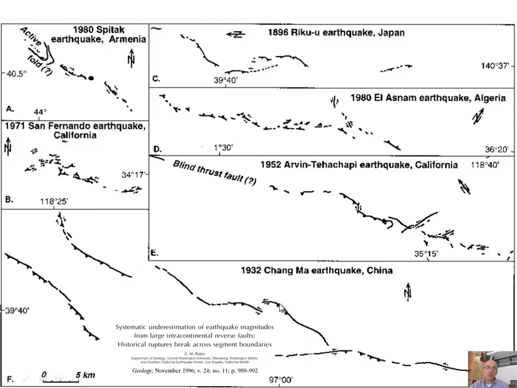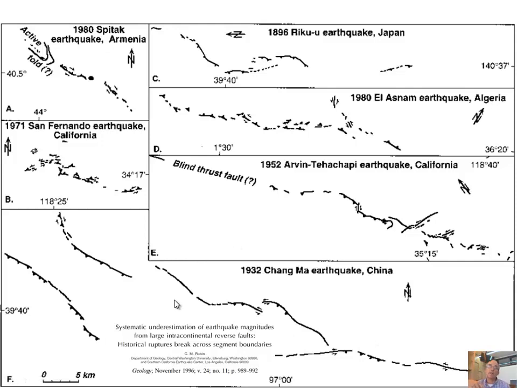We might expect these kinds of boundaries to be step overs that might or might not stop the earthquake, but definitely something like this or this, we wouldn't expect them to break together by our usual sort of segmentation. So this is an important lesson that Charlie was trying to remind us of in this paper, and we see it again and again for reverse faults.